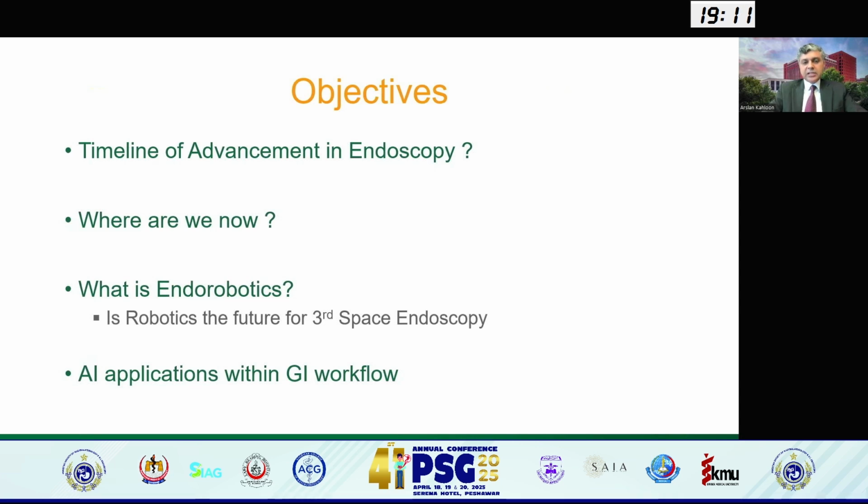endorobotics, a relatively lesser known field in the GI space, and whether robotics is going to be the future for third space endoscopy, and why we think so, that this could have an impact on how we perform third space endoscopic procedures.